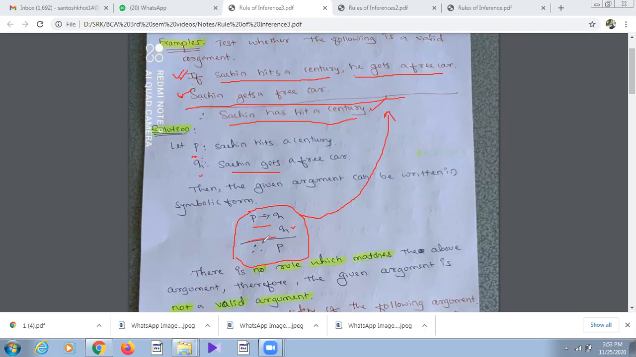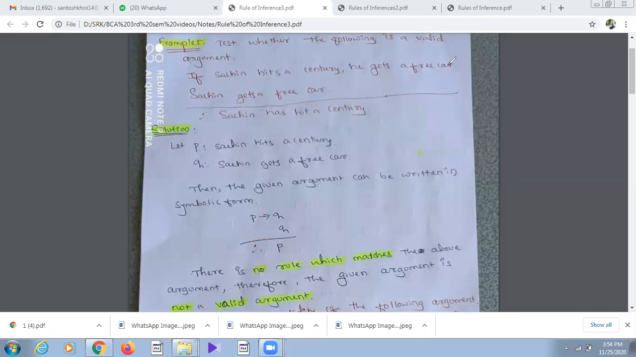Next, therefore, Sachin has hit a century. That is the conclusion, which means P, so write P as it is. So now P conditional Q, then Q, and the conclusion is P. So you check whether any rule applies: P conditional Q, Q is there, and the conclusion will be P.